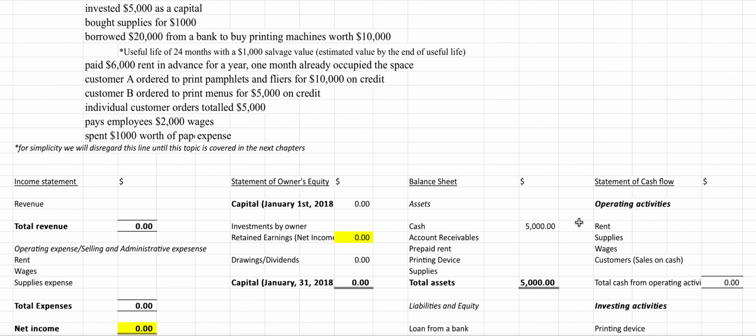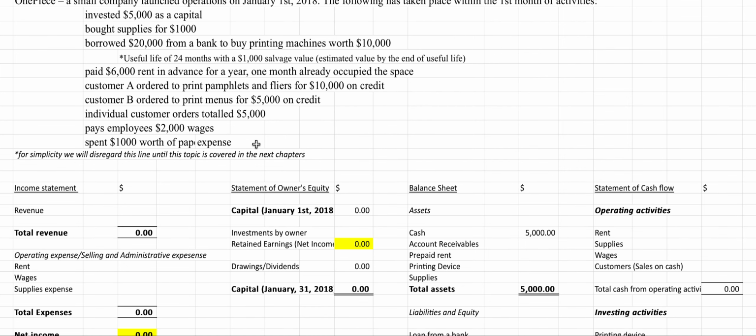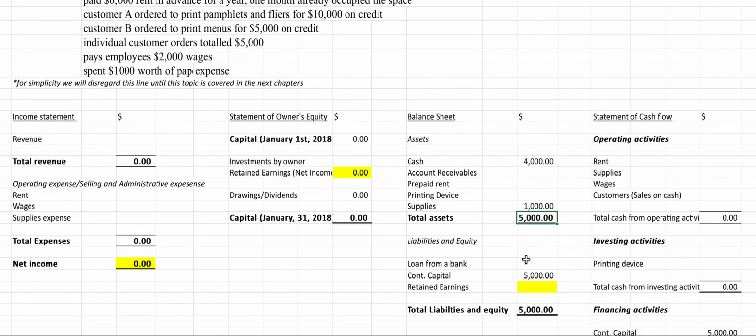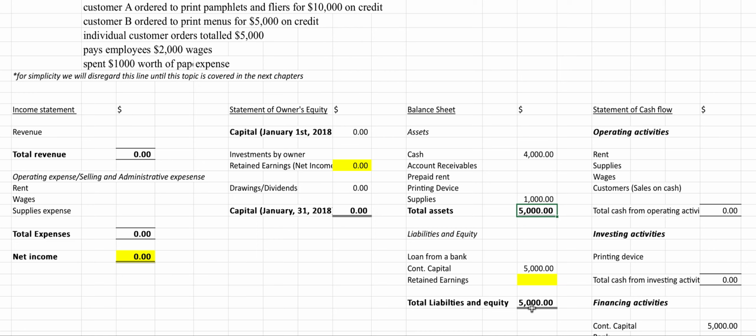Let's move on to the next. We have here bought supplies for $1,000. If we buy something, that's clearly an outflow of cash, so we're going to have a reduction in cash of minus $1,000. And we're going to have a purchase of supplies, so supply assets will be created. So now cash is reduced by 1,000 and supplies increased by 1,000. Again, the balance of liabilities, equity, and assets is equal to each other.